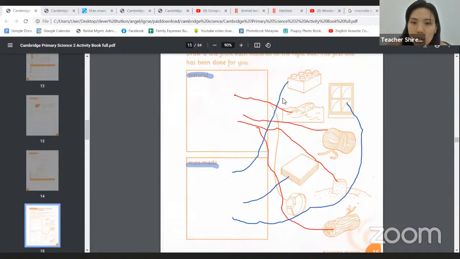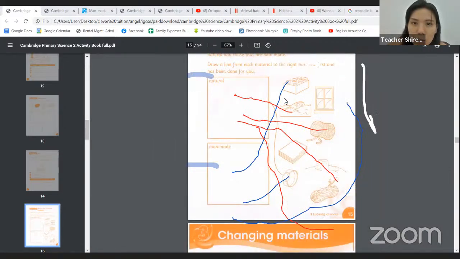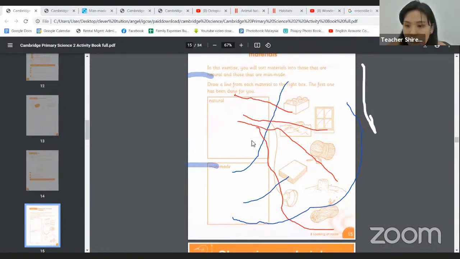Okay, so this would be your homework. Draw a line to the correct column. Any questions?